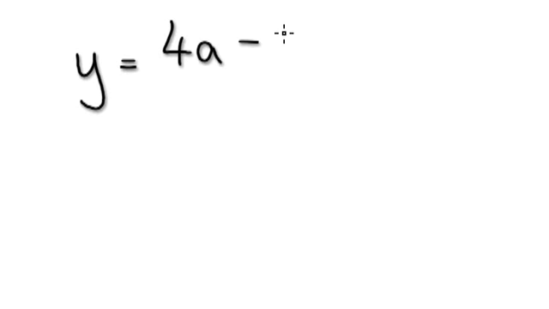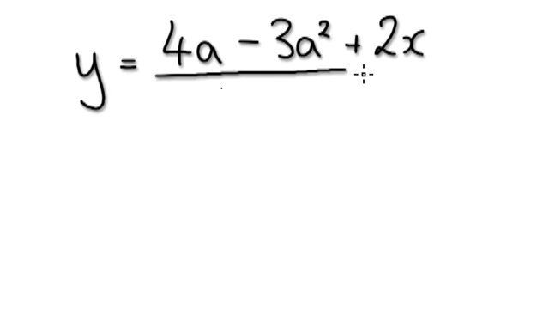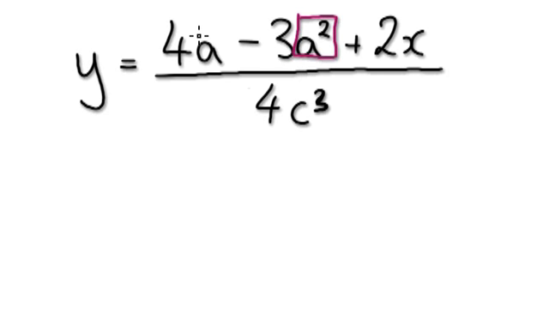Okay, let's give you this one here. Hang on, let me think. Okay, this one here, y equals 4a minus 3a squared plus 2x divided by 4c cubed. So, okay, here, who cares? This is just like this is an elephant here. This is a giraffe here.